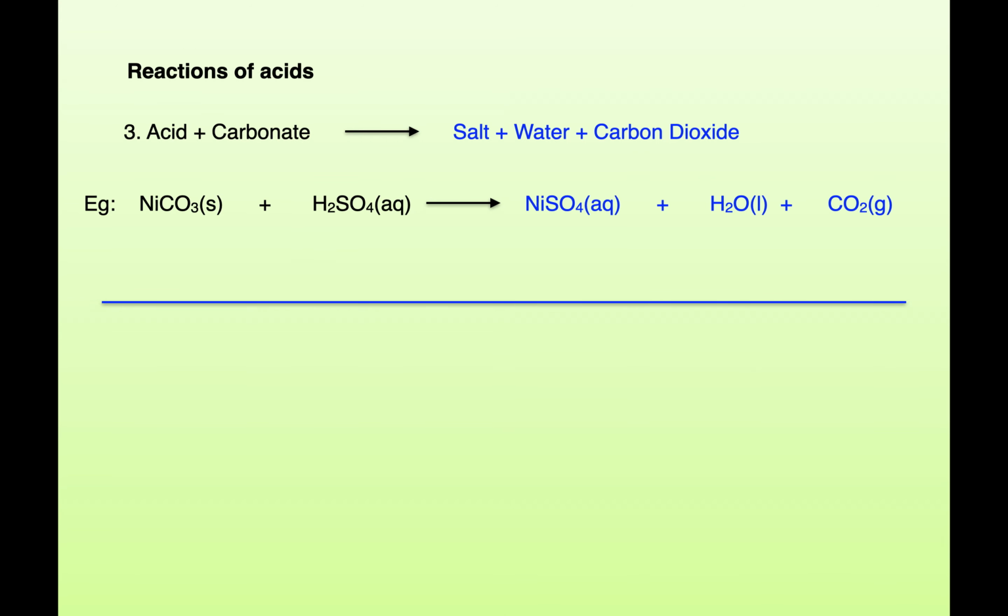More reactions of the acids. Acid plus carbonate, slightly different this one. You still get a salt, but you also get water and carbon dioxide. So an example would be nickel carbonate with sulfuric acid. You're going to get carbon dioxide, water, and nickel sulfate, aren't you? There you go. State symbols are often not vital at IGCSE, but it's very easy to write them. You start getting a feel for it.